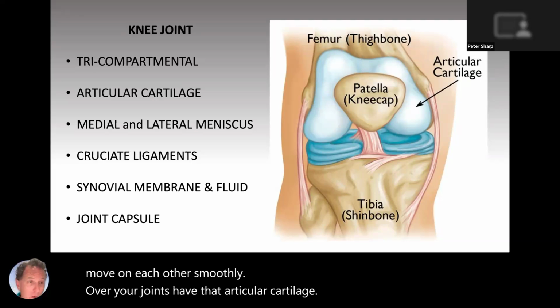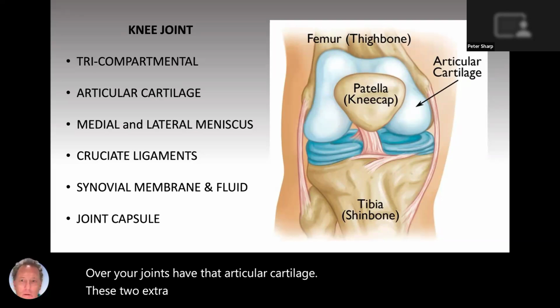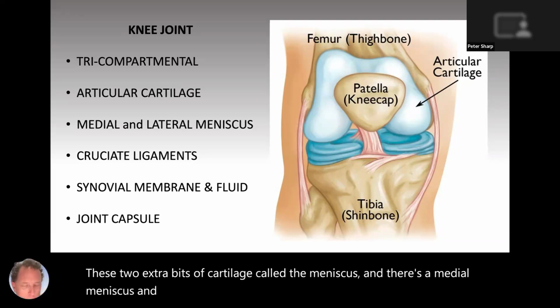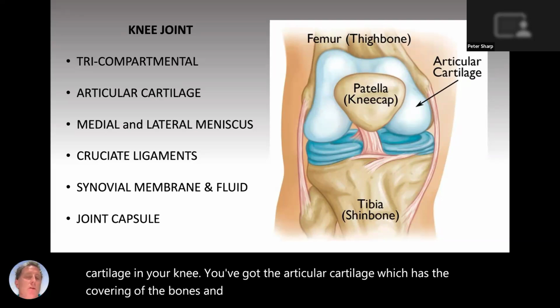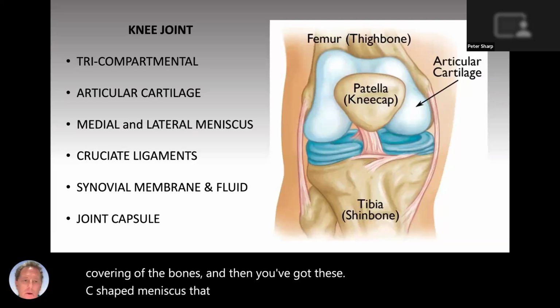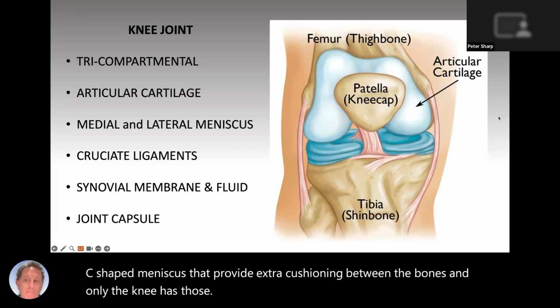All right. Now with the knee, as well as the articular cartilage, you've got these two extra bits of cartilage called the meniscus, and there's a medial meniscus and a lateral meniscus. So you've got two types of cartilage in your knee. You've got the articular cartilage, which is the covering of the bones, and then you've got these C-shaped meniscus that provide extra cushioning between the bones. And only the knee has those meniscus.